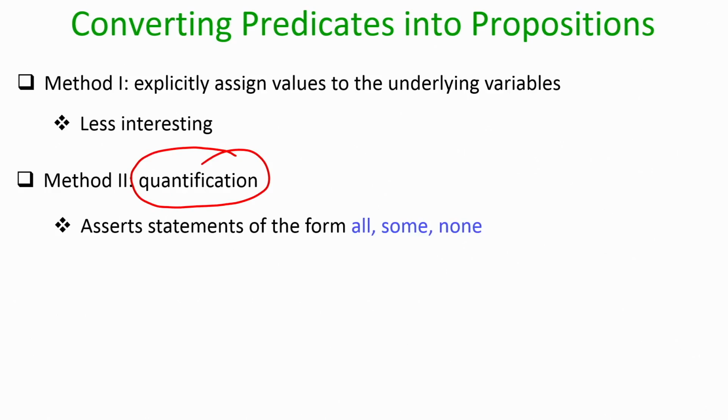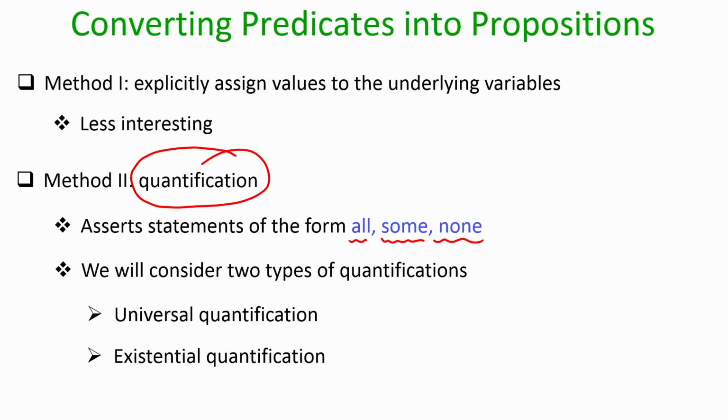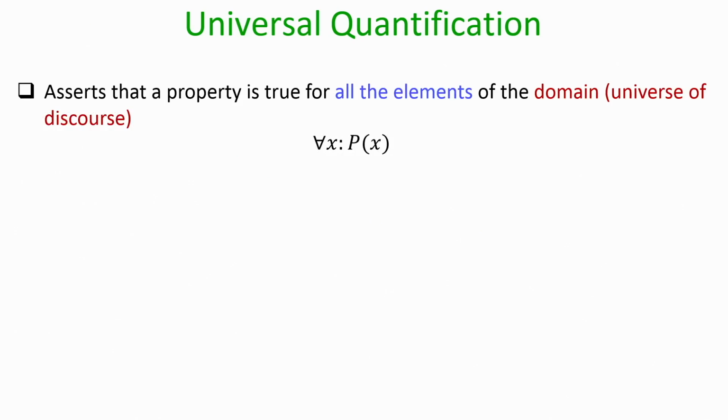We will be interested in method 2, which we call the quantification method, because we will be interested to represent quantified statements of the form that something is true for all values in my domain, something is true for some values in my domain, something is not at all true for any of the values in my domain. Okay. So, we will be interested in these 3 forms of quantification, and we will be discussing various mechanisms of how to deal with such statements.